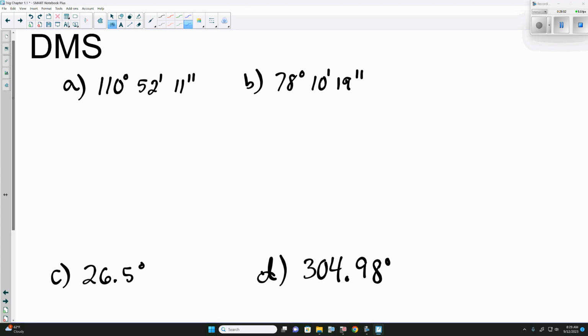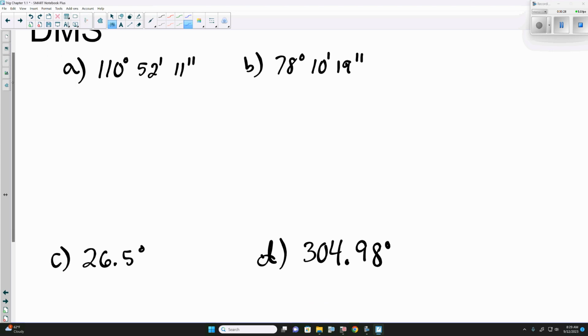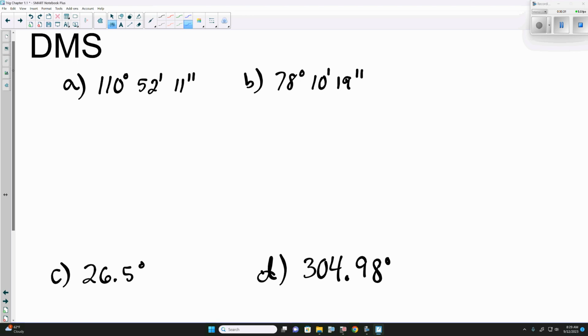Now, probably on a map or GPS locations, you've heard or seen something like this here. 110 degrees, 52 minutes, 11 seconds, or at least seen something represented on a map like this here when they gave you GPS locations. What this is talking about is degrees, minutes, seconds, and it's a way to write an angle as a decimal. Another way to write an angle, instead of in decimal form as 26.5, we can write it in a more precise way. And converting from one to the other is using division.